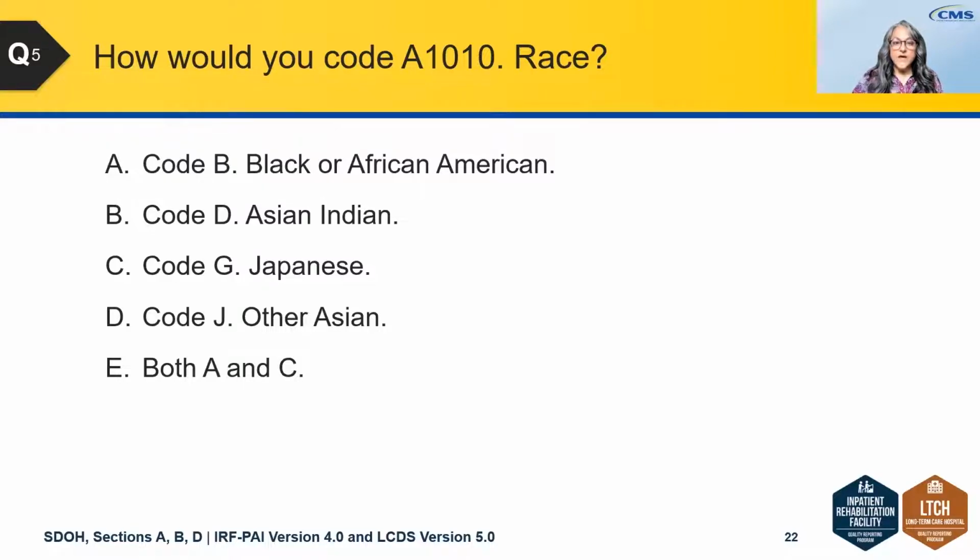Would you choose A, code B, Black or African American, B, code D, Asian Indian, C, code G, Japanese, D, code J, other Asian, or E, both A and C?